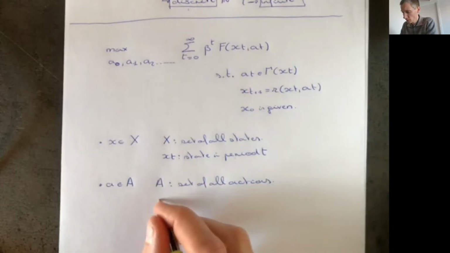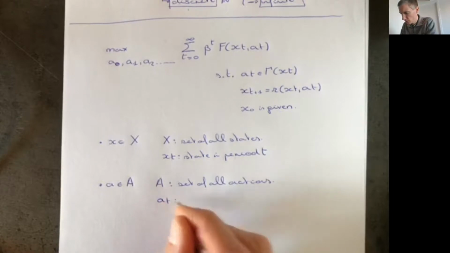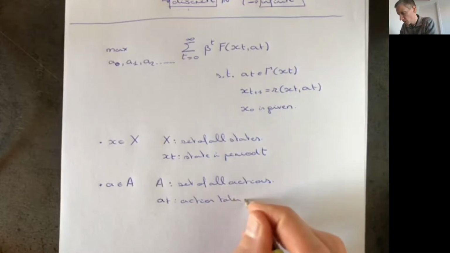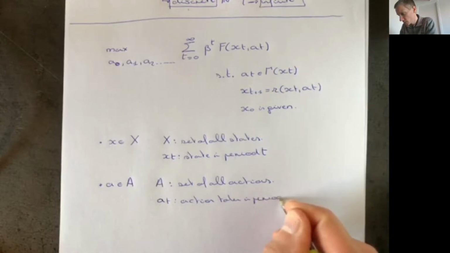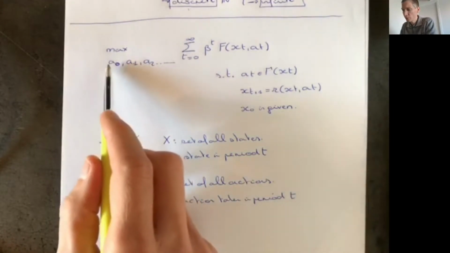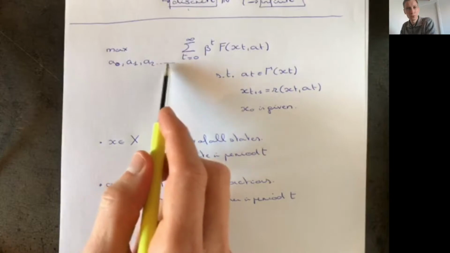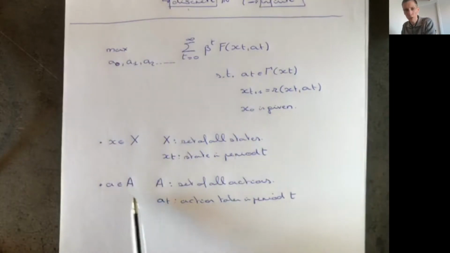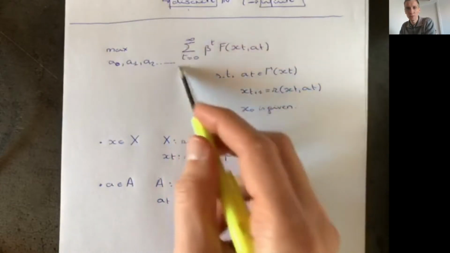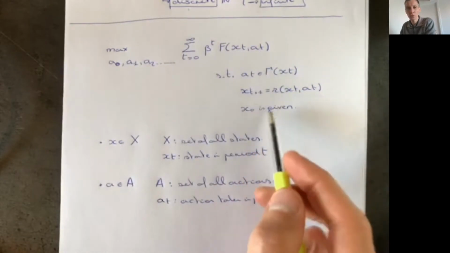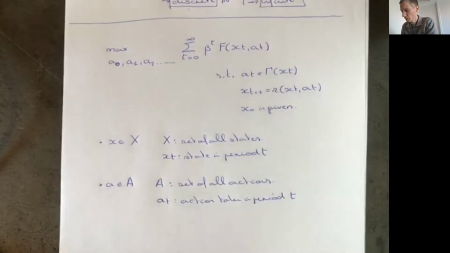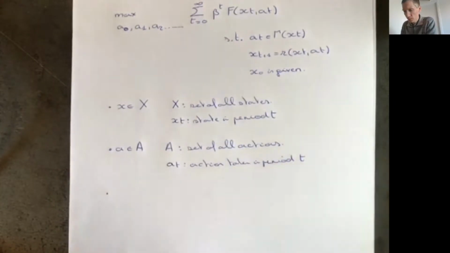Okay, so at is then the action taken in period t. And notice here we're maximizing over A0, A1, A2, and so on. So basically we're trying to find the actions that maximize our objective, which is this thing here. Okay, and then there are some constraints on how the actions and the states behave.